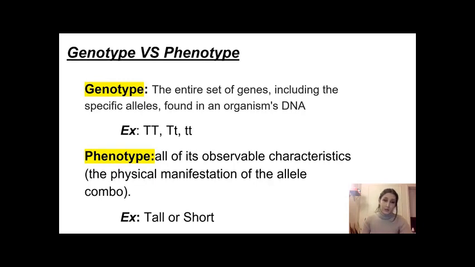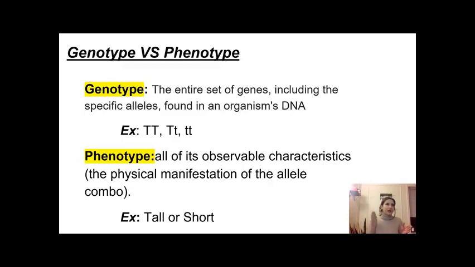Okay, so a couple other terms we have to learn about would be genotype and phenotype. So, genotype is the entire set of genes, including the specific alleles found in our DNA. But when we talk about genotype, we're talking about the letters like big B, little b, little b, little b. Here in this case, it's big T, or so on. These are just examples. As for phenotype, it's not so much the letters, but exactly what you see.